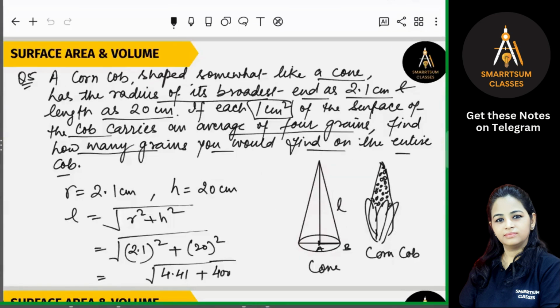Okay, this is your NCERT question. Example number 3, NCERT. I think page number 140.